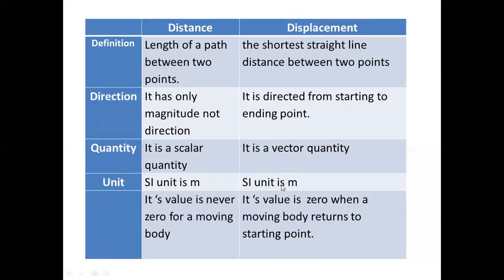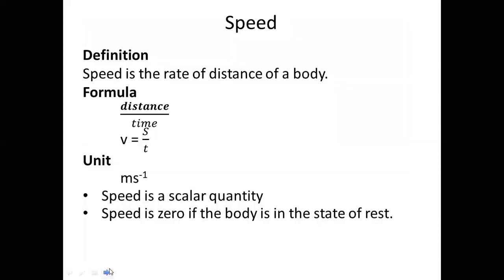Both distance and displacement have the same unit, and that SI unit is meter. Distance of a moving body is never zero. Displacement of a moving body can be zero if it returns to its starting point. The first example for this was that the body covers half of the journey in one direction and covers the remaining half in the opposite direction. Or if the body moves in a circular path, in both cases the displacement will be zero but distance will not be zero. Next topic is speed.